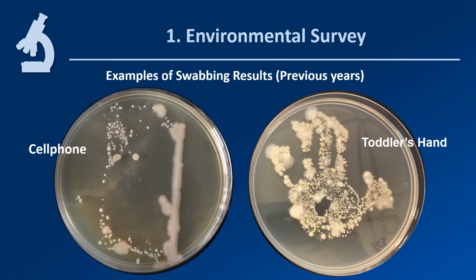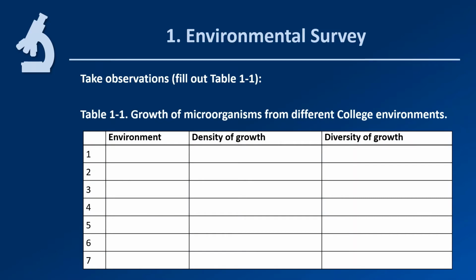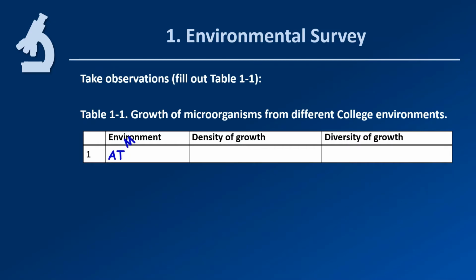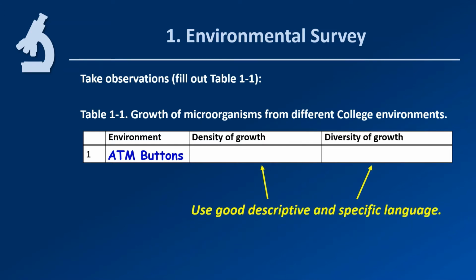So what I want you to do is basically take a look at the plates that I produced for this semester's lab. What you're going to do is basically take some observations and fill out table 1-1. So here's what the table looks like. You can see it says growth of microorganisms from different college environments. So what you're going to do is fill out the location, and then you're going to fill out these squares here. So here's a tip for you, and I'll give you an example at the end of the lab today.